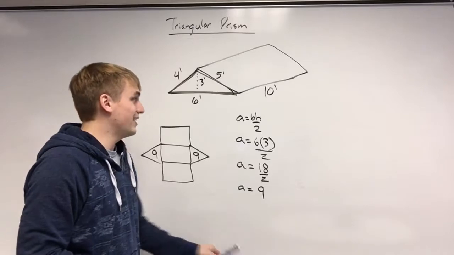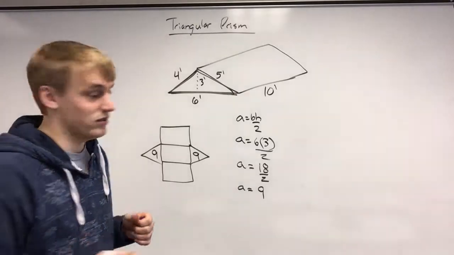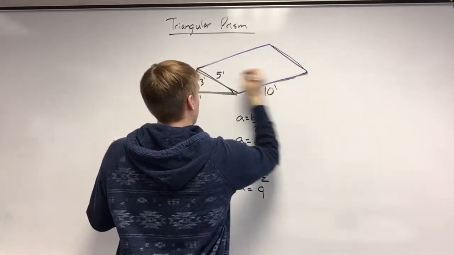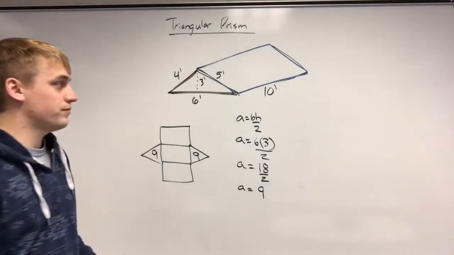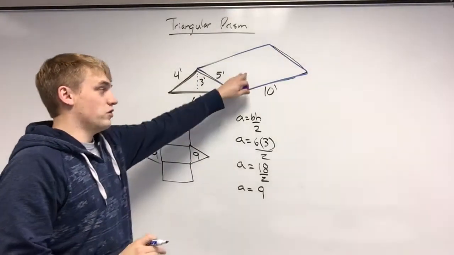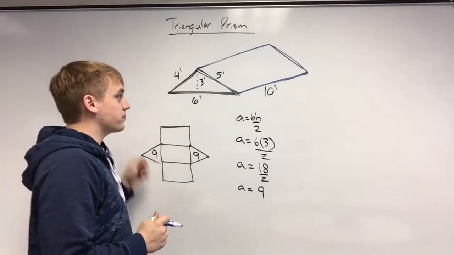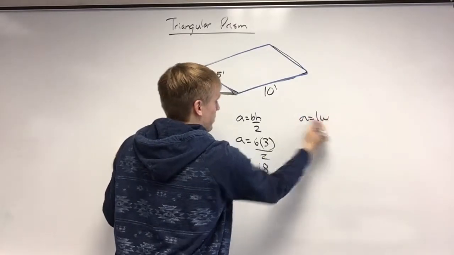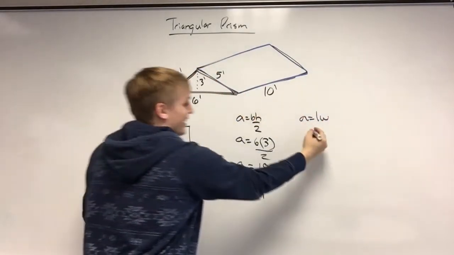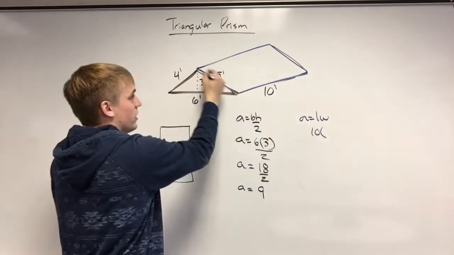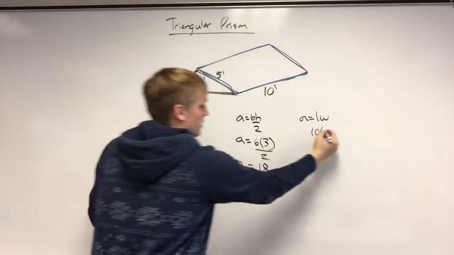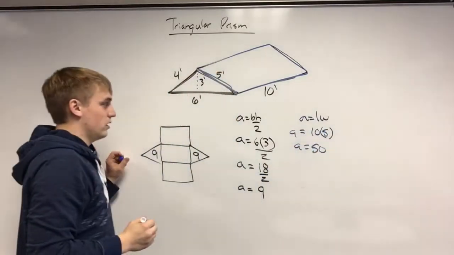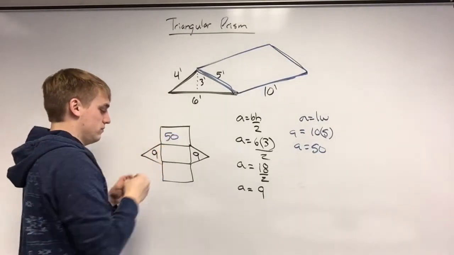The next thing we're going to do is find the area of the rectangles. So this rectangle that you can see that I labeled in blue, the formula is length times width. 10 is the length and the width is right here. So 10 times 5 is the area. Area equals 50 feet squared. So one of these is 50.